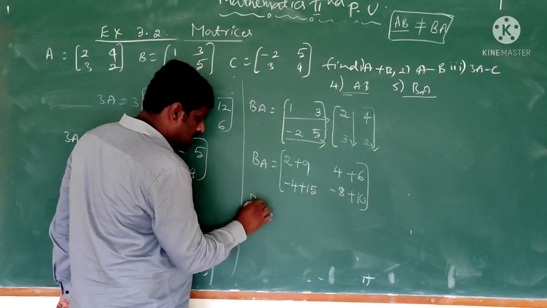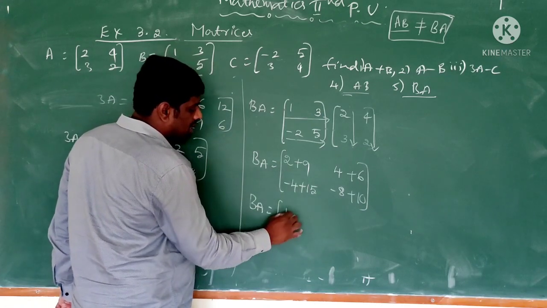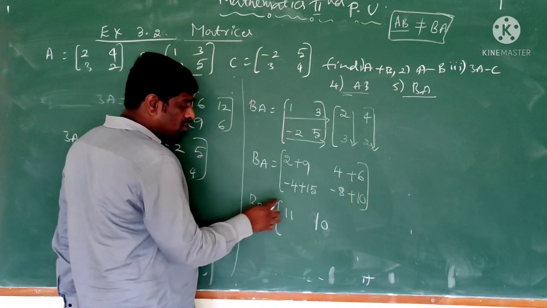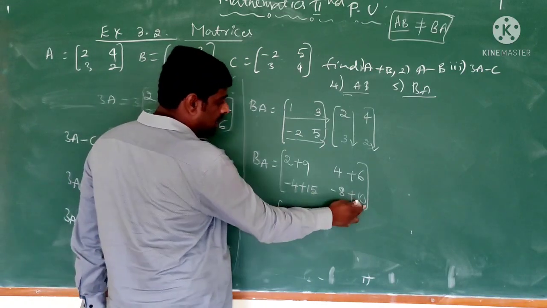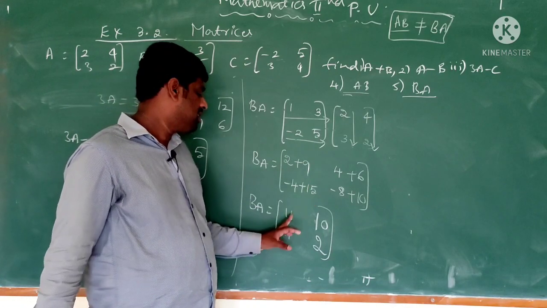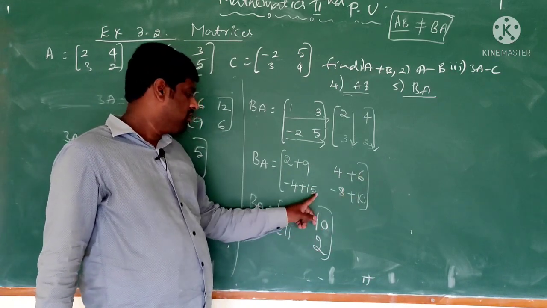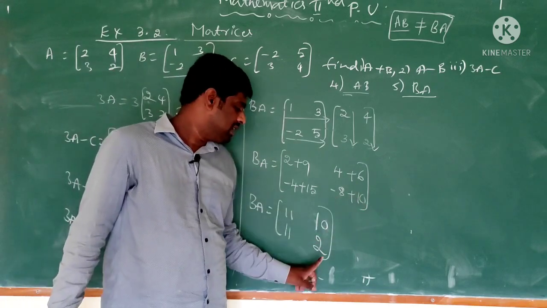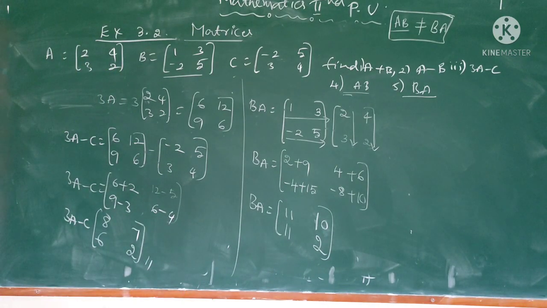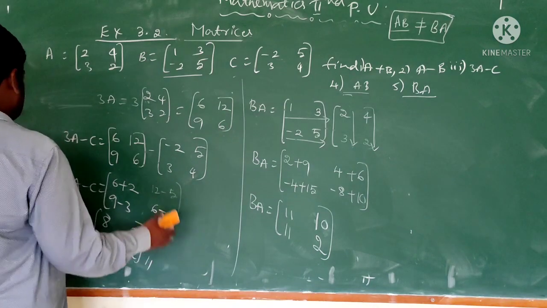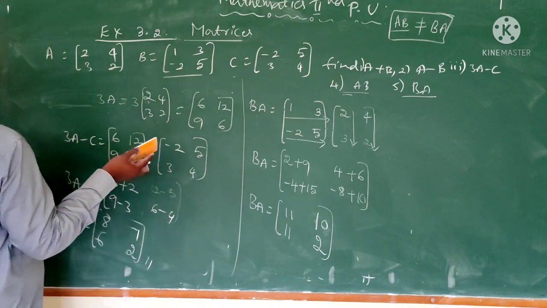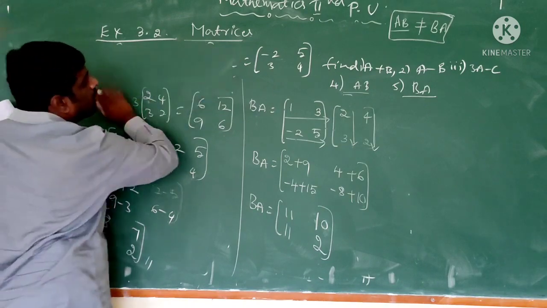Now BA is equal to 2 plus 9 is 11, 4 plus 6 is 10, 15 minus 4 is 11, 10 minus 8 is 2. This is the BA matrix. Next, children. Next, second problem.